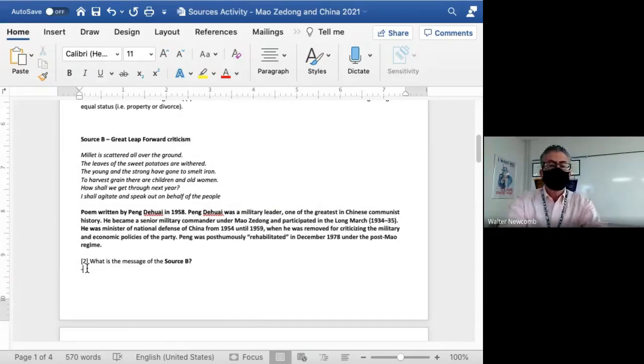Okay, so according to source B, the crops suffered because people were working on smelting iron.